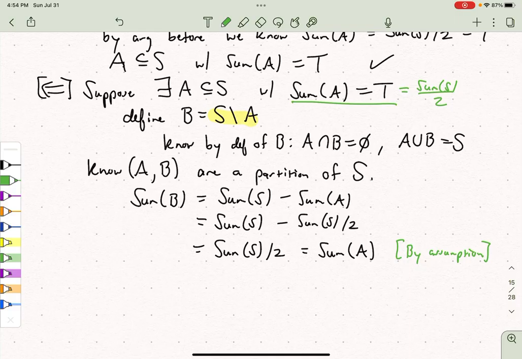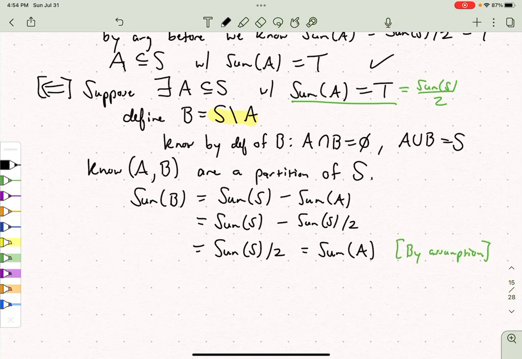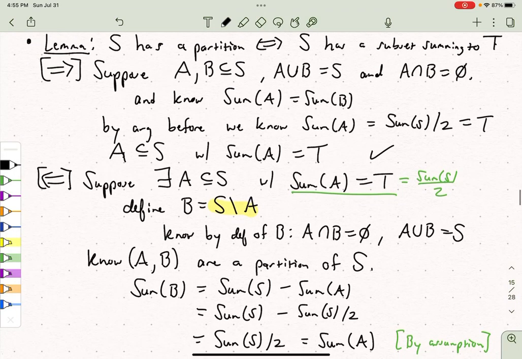Okay, so overall, we found a partition that satisfies the equal sum property, and so it's also correct in this direction. And so that completes the full proof. And it all fits on one screen. So we have the forward direction: if we have a partition, we can find a subset summing to t. And then we have the other direction, where if you have a subset, then you can find a partition.